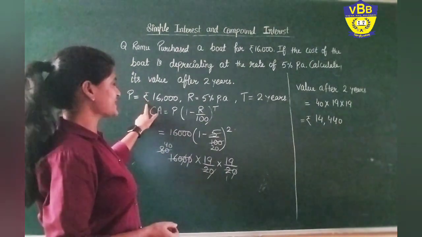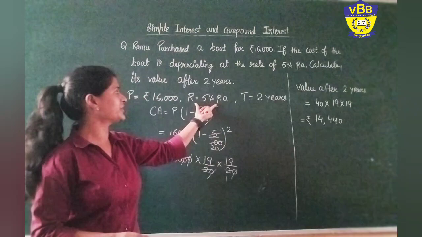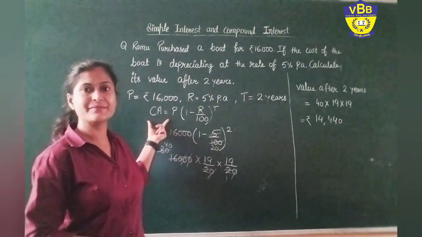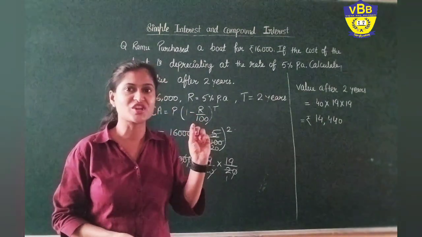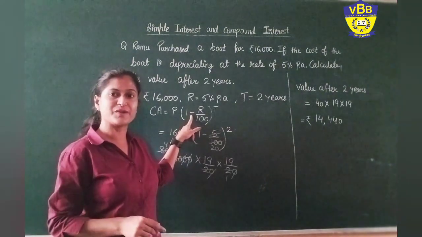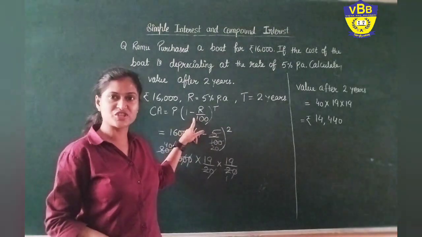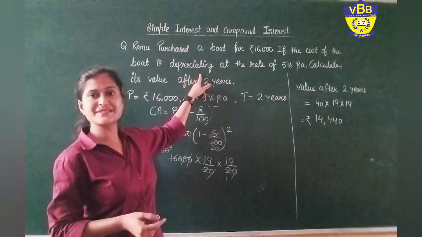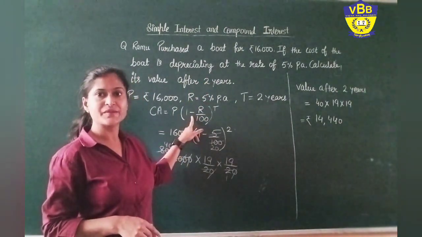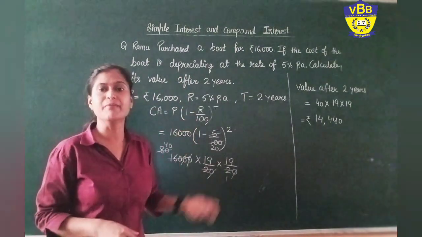So principal is 16,000, time period is 2 years, and rate of interest is 5% per annum. The formula will remain the same. There is a little change: the plus sign will change. In place of the plus sign, put a minus sign, because it is the case of depreciating. In the previous question, which was appreciating, we used the addition sign. But in case of depreciating, we put the minus sign.